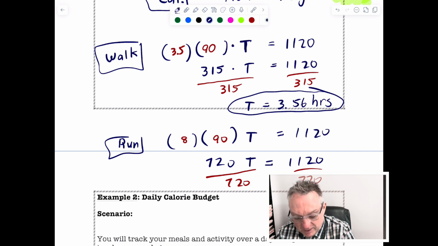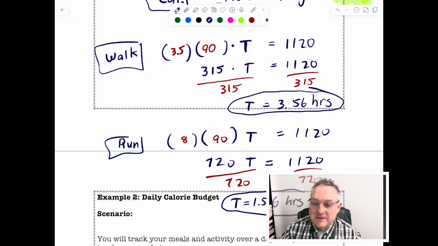A lot less, but still, that's a lot of running to burn that off, isn't it? Might make you think, if you're training, might make you think twice about eating that Big Mac meal. That's a lot of calories.